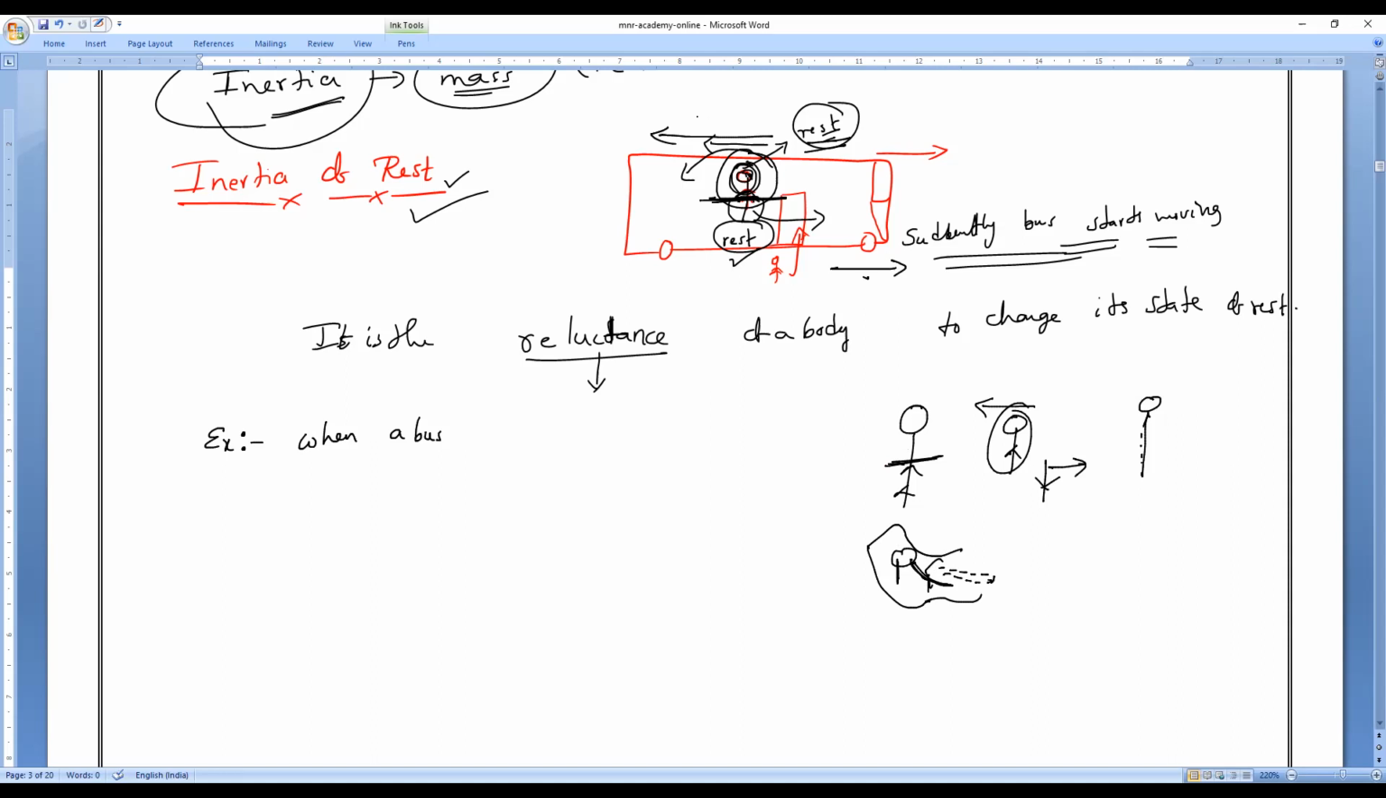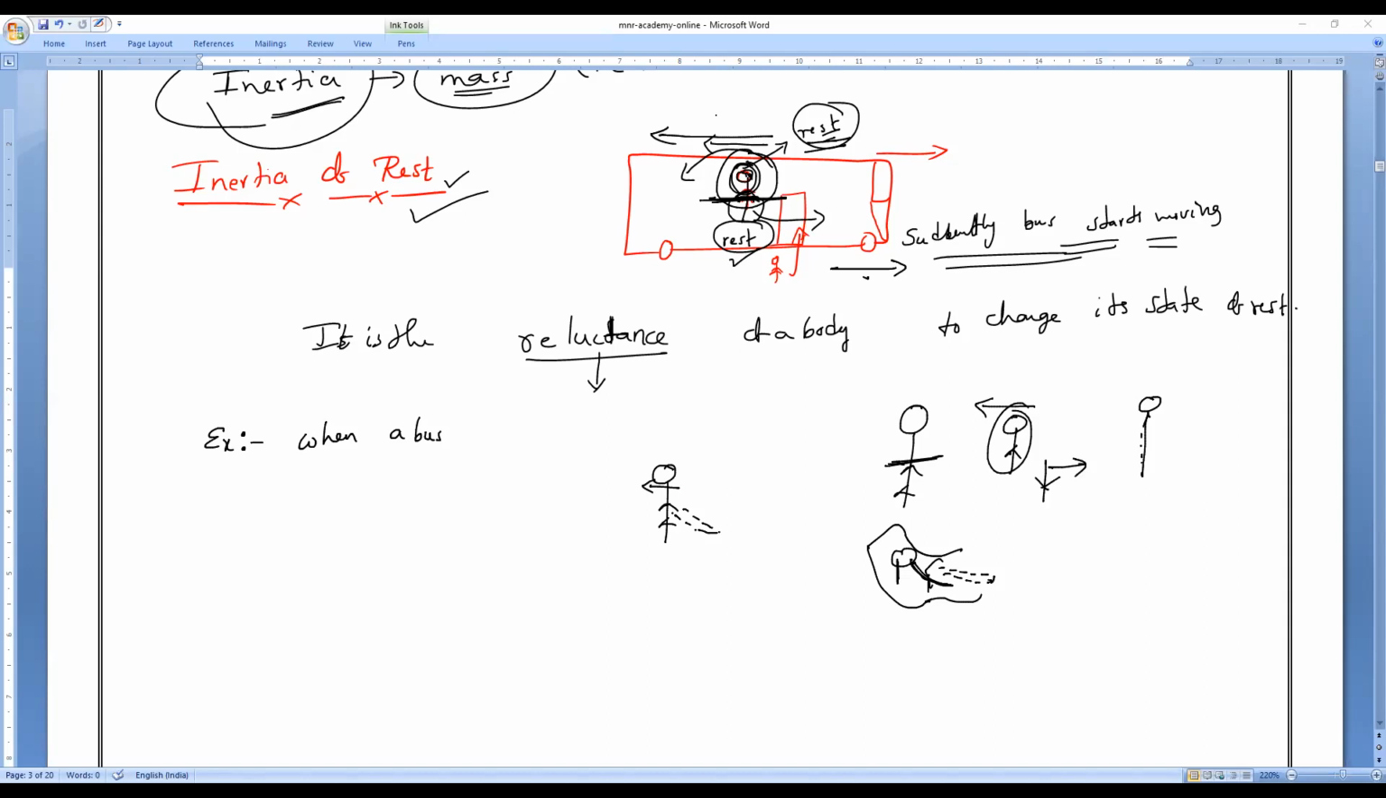Clear? Okay. So the same thing will happen when we are standing also. When we are standing, what will happen? Our legs appear to be moving suddenly when the bus starts moving, so automatically our head will appear to be going backward. Is it okay, guys? Yes? All of you? Yes, sir.